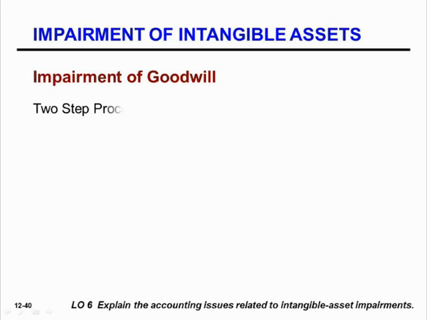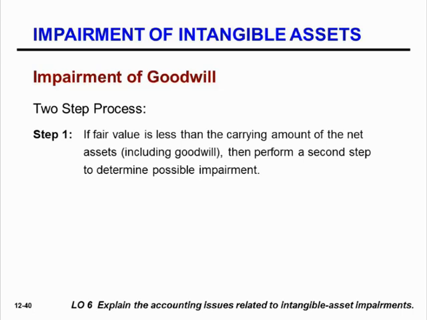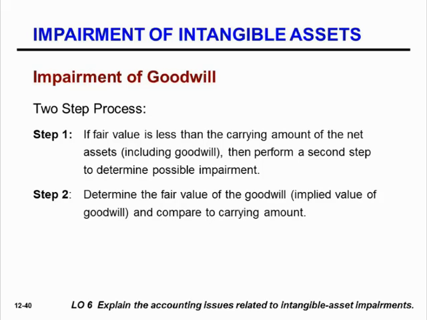Impairment of goodwill. The impairment rule for goodwill is a two-step process. First, a company compares the fair value of the reporting unit to its carrying amount, including goodwill. If the fair value of the reporting unit exceeds the carrying amount, goodwill is not impaired and the company does not have to do anything else. If the fair value of the reporting unit is less than the carrying amount of the net assets, then the company would perform a second step to determine possible impairment of the goodwill. An impairment loss occurs if the implied value of the goodwill is less than the carrying amount of the goodwill.